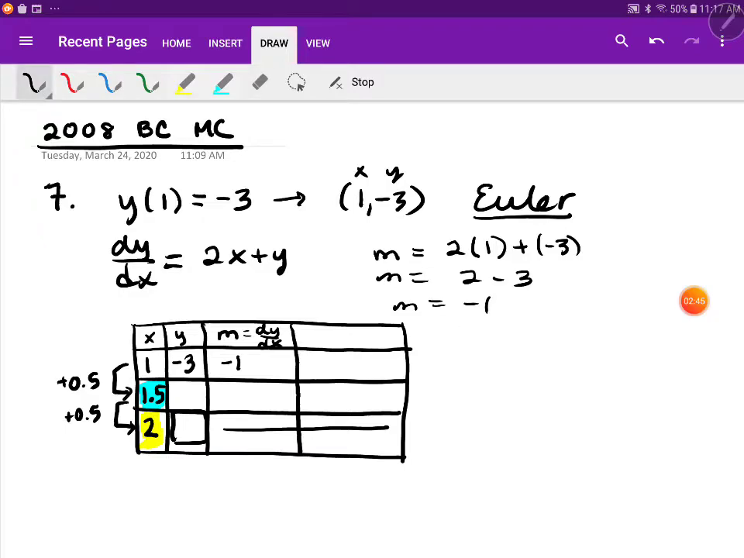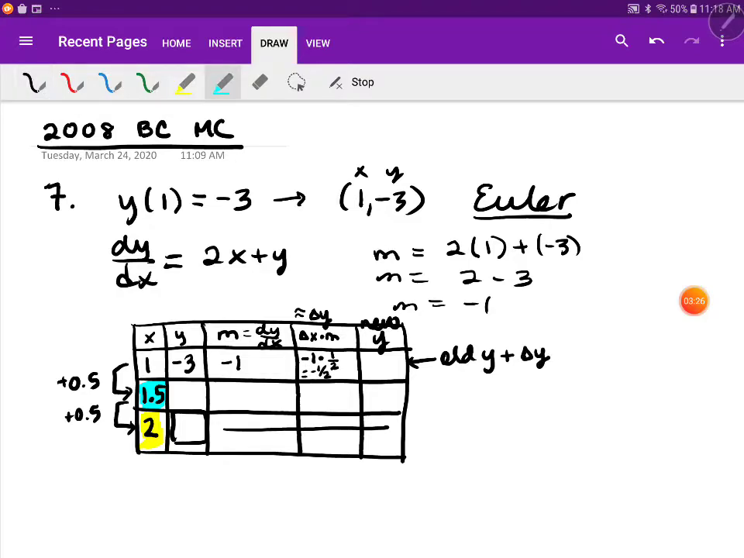Okay, so the next step in the chart is you multiply delta x times m. Okay, delta x times m. And this gives you the approximate change in y. Okay, so then I'm multiplying -1 times my 0.5. I'm on the non-calculator section, so I'm going to change that to 1/2. Okay, so that is -1/2. Okay, and basically what your new y would be, remember your new y is your old y plus your delta y.